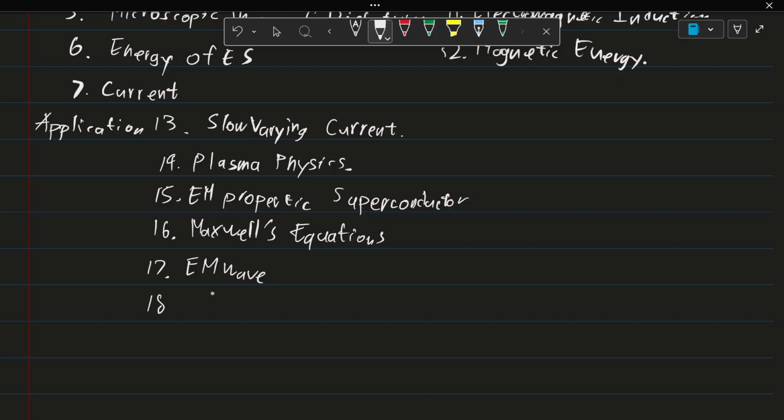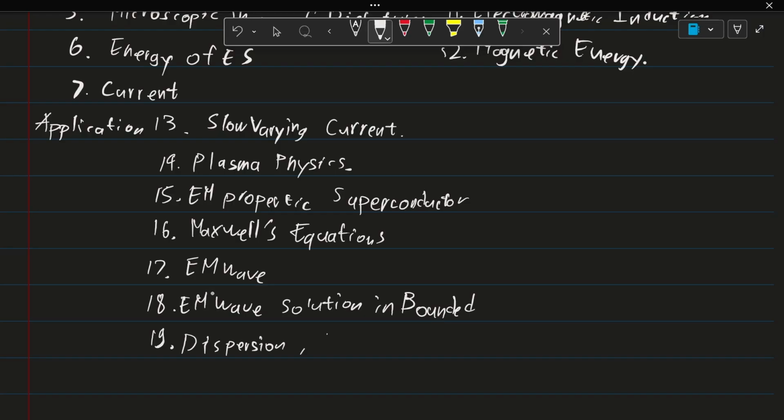After that, we'll be discussing about the EM wave solution in bounded regions. So if it has any boundaries, there will be solutions of this. So there will be lots of problems in which it involves some form of a boundary. And so this is where we'll be discussing about this. After that, we'll be discussing about dispersion and the fields in a dispersive media.